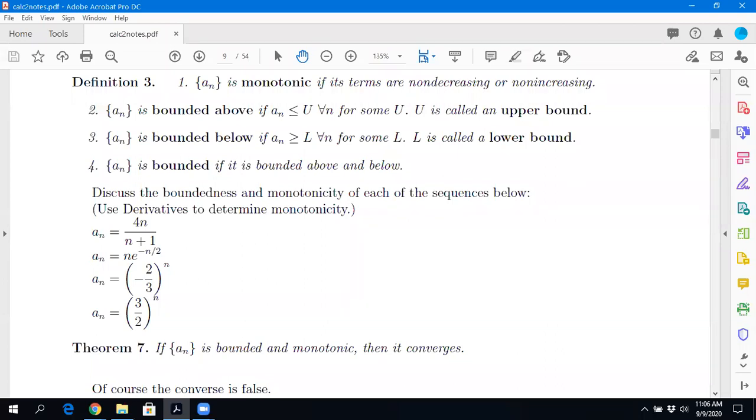Okay, so here we go. a_n equals 4n over n plus 1. Okay, what about the boundedness? Is this thing bounded? What about a lower bound? I mean, what's true? No matter what value of n I plug in, can you think of a number that it's always above? Yeah, a_n is greater than or equal to 0, for all n, okay? What about something that this is always less than or equal to? a_n is less than or equal to, okay, so I think it's equal to 4n over n plus 1.